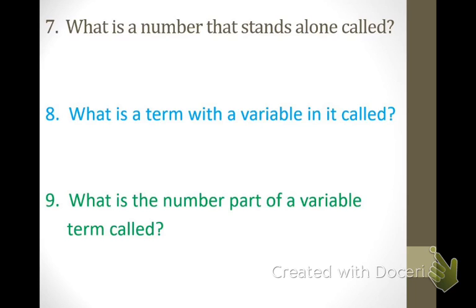The final 3 questions of today are asking you about some terms. You're going to want to know your terms. This is all from, I believe, 7.2. So go back and double check these terms, but let's just see what we know already. What is a number that stands alone called? A constant.